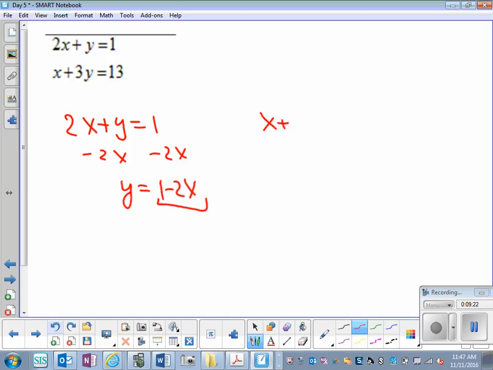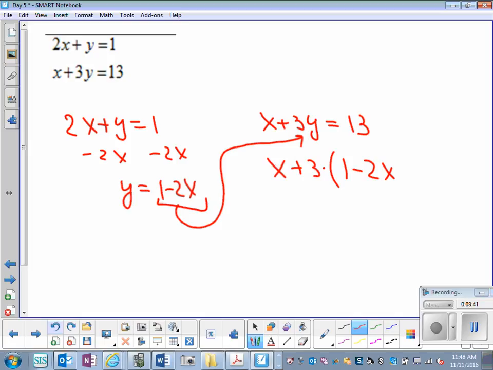So x plus 3y equals 13. So I take this expression that I got for y and I substitute it for y in the second one. So I write x plus 3 times, and instead of y, I put 1 minus 2x, equals 13. Now I can solve for x because all I have is one equation, one unknown, right? One variable. So what do I do?